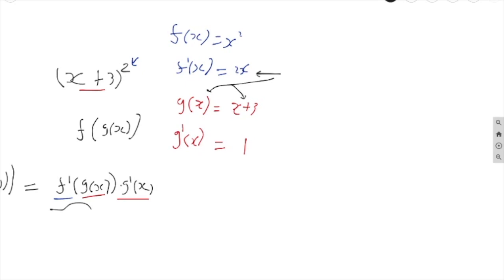So, f prime of g of x is 2x plus 3. We're then going to multiply this, because that's the next step, by g prime of x. g prime of x is 1. So this term gets multiplied by 1, which just equals 2x plus 3. And there we have it. That is the chain rule applied.